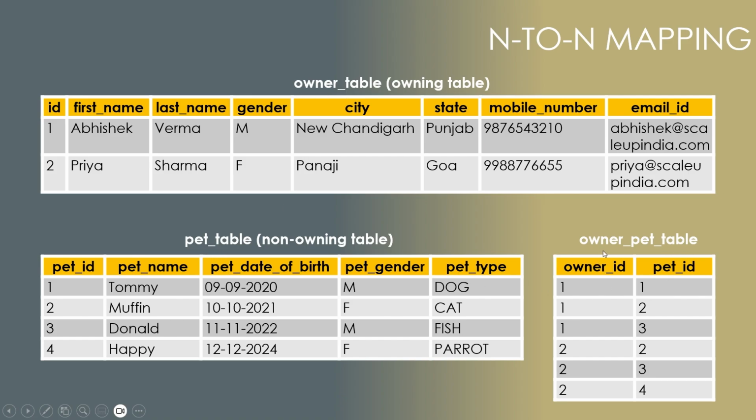So here you can see we have the owner ID and the pet ID, and this is the data. From this we can clearly see that owner 1 has 3 pets, owner 2 has 3 pets, pet ID 2 has 2 owners, and pet ID 3 also has 2 owners. So this is something which will be created in many to many mapping. I hope this part is clear to you.